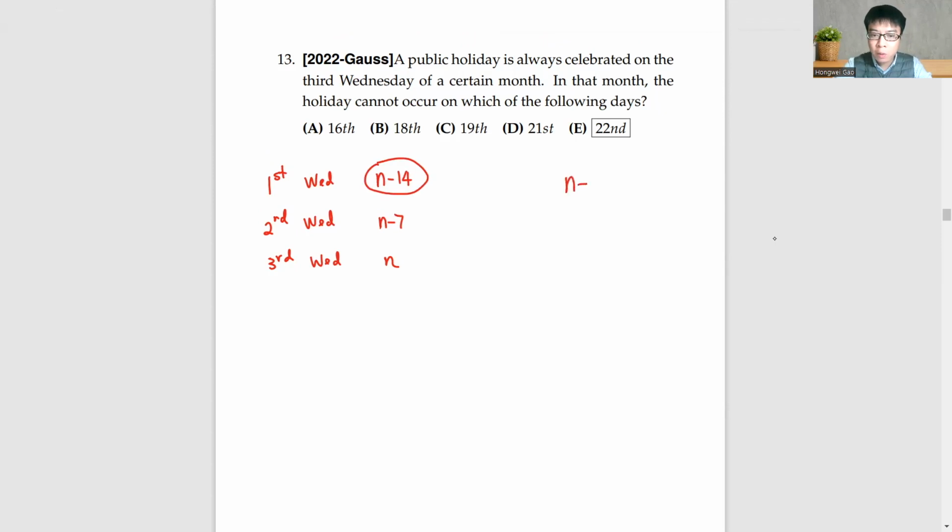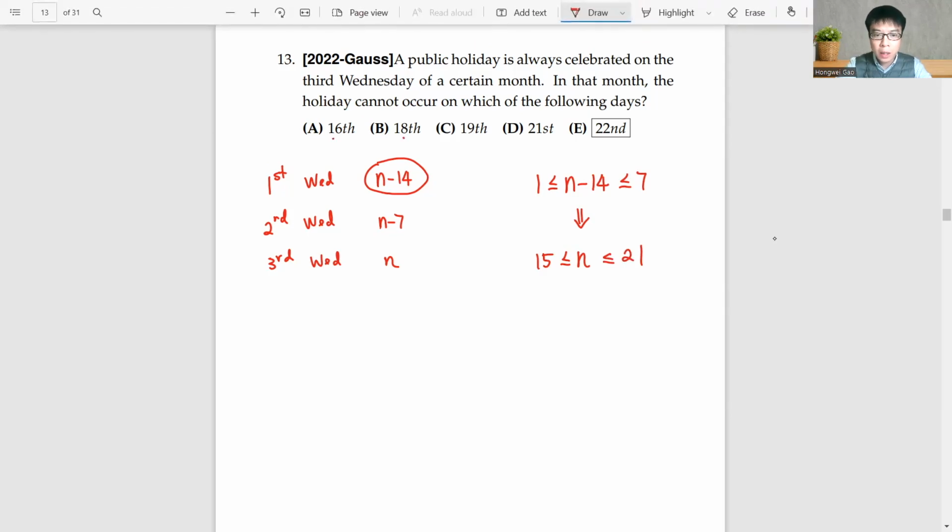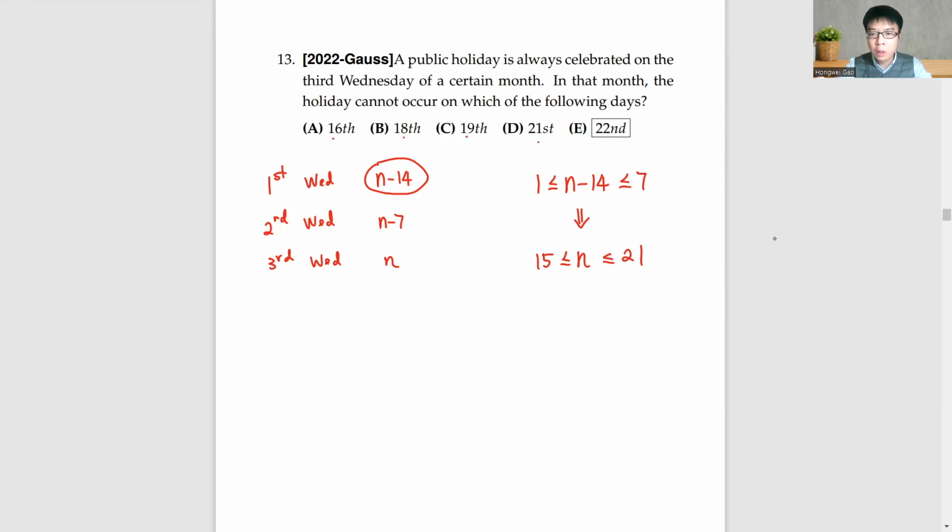So N minus 14 is the first Wednesday. That cannot be too small, cannot be too big. So this number should be at least 1, but at most 7. If it's larger than 7, it cannot be the first Wednesday. There will be a Wednesday before it. So that's the requirement. Accordingly, we have the requirement for N is larger or equal to 15 and less or equal to 21. By checking these choices, we see 16, 18, 19, 21. They are all possible. The only date that's not possible is 22nd. So the answer here is E.